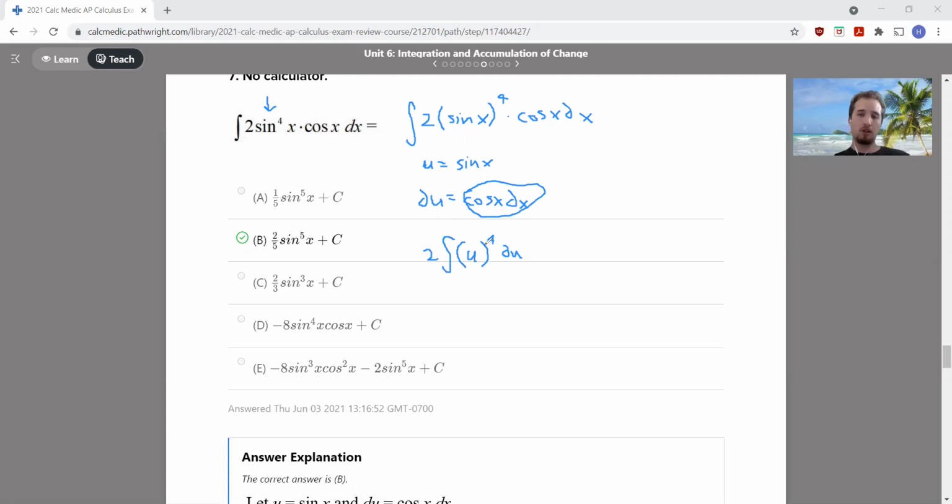But if it didn't, we could try something else, right? We could have tried u is equal to cosine, would have got du is equal to negative sine, but then we would have found that our du was inside of a fourth power, which wouldn't have been good.